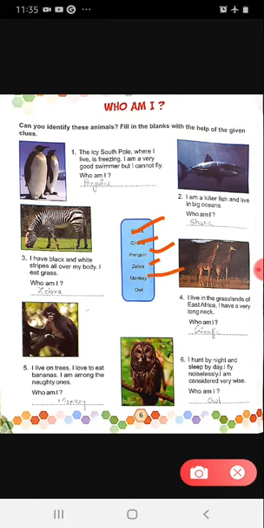And the last one: I hunt by night and sleep by day. I fly noisily. I am considered very wise. So, who am I? The last one is owl. Owl is the animal that sleeps during the day.